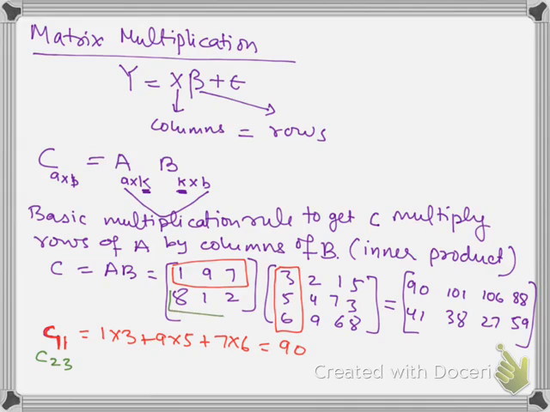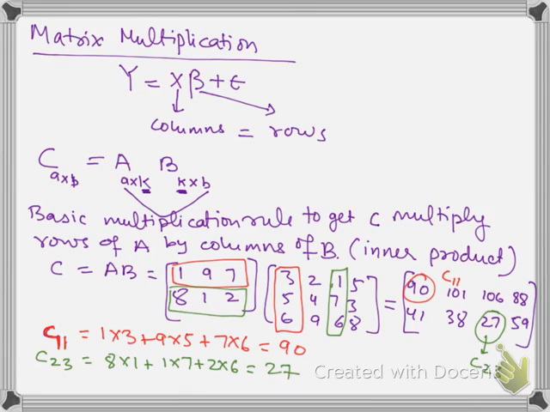Or let's take another entry, C23. So this is the second row and third column. Right, so that would be 8 times 1 plus 1 times 7 plus 2 times 6, which is 27. This row and this column, second and third, 2, 3. C, second row and third column. This one here is C11.